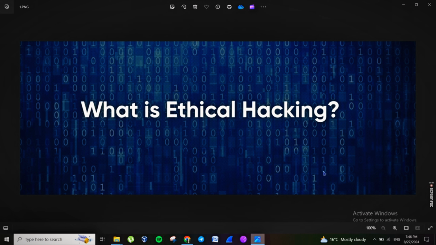So what even is ethical hacking? Ethical hacking is a process of finding vulnerabilities within a system. These systems can be a device within a network, or a single type of device, or it can be websites, or in general it can be the whole infrastructure of a company.